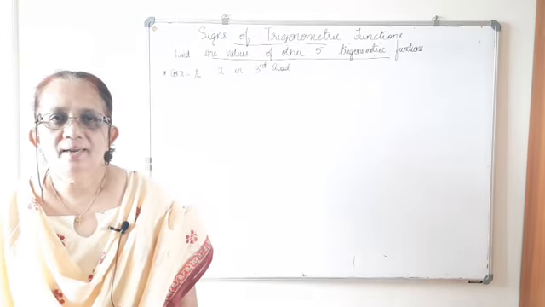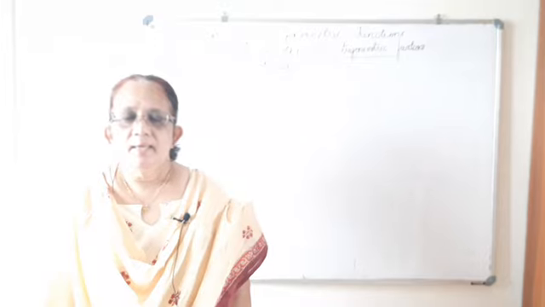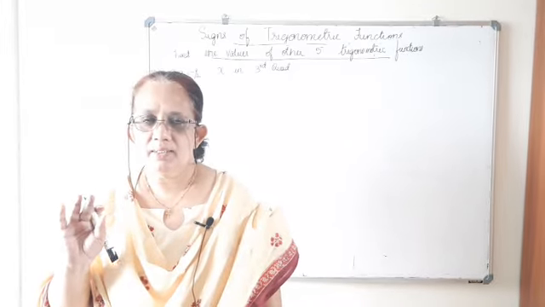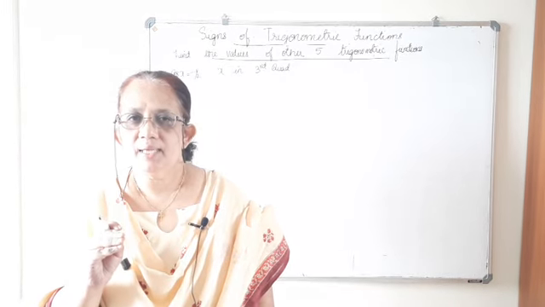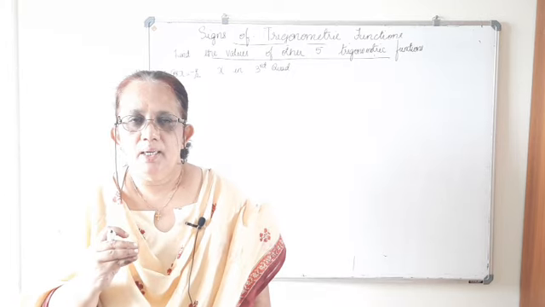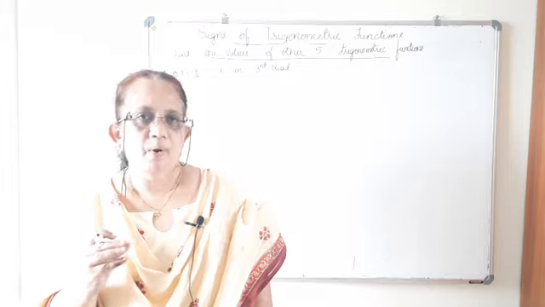So we have studied how to find the signs of the trigonometric ratios, that is, in which quadrant. In the first quadrant, all trigonometric functions are positive. Second quadrant, students, that is, sine and cosecant are positive. In the third quadrant, tan and cot are positive. And in the fourth quadrant, cos and secant are positive.